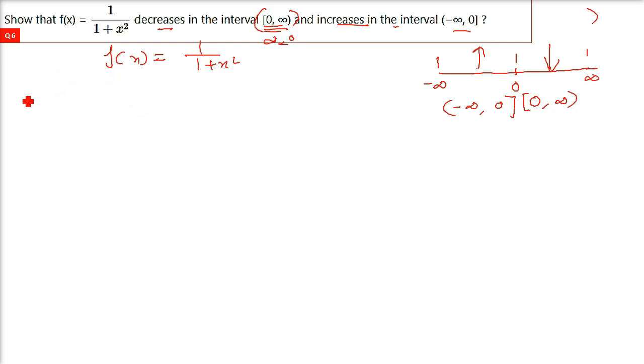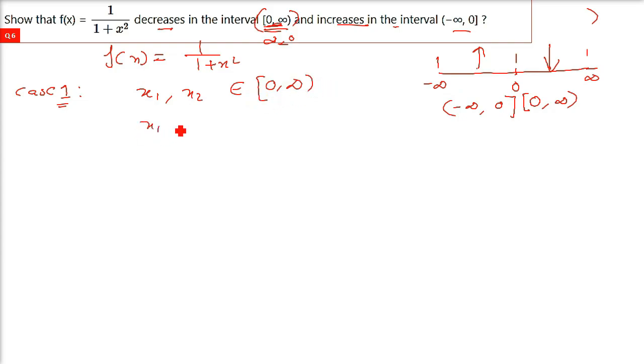So I'm taking it as case 1 just to make a distinction between these two parts, because this question is not one part, this is two parts. So case 1, we are taking the first one, that is 0 to infinity. We are taking two numbers x1 and x2 which belong to this 0 to infinity. So essentially we are talking about the positive numbers.